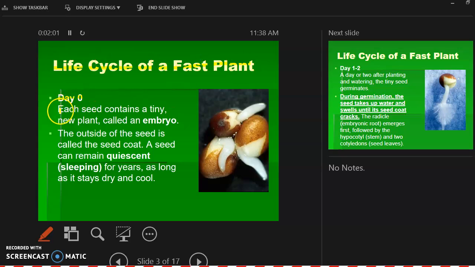Day 0, each seed contains a tiny new plant called an embryo. That's all you got to write down. At day 0, you have not quite planted your seed, you just have your seed. The outside of the seed is called the seed coat, and a seed can remain sleeping or dormant for years as long as it stays cool and dry.